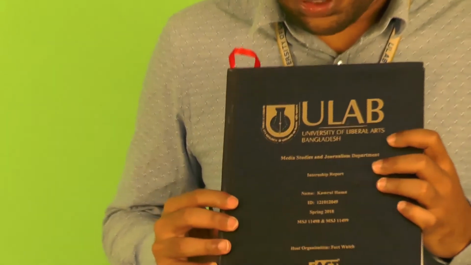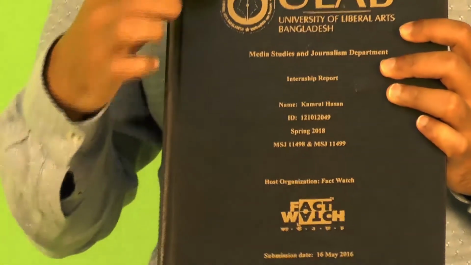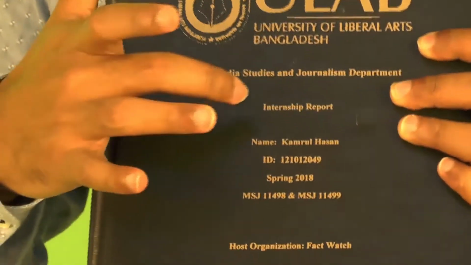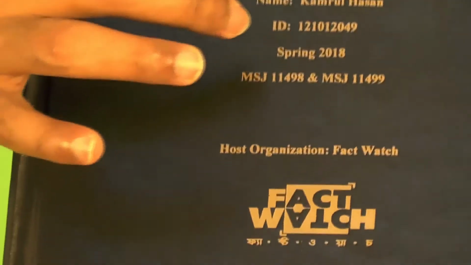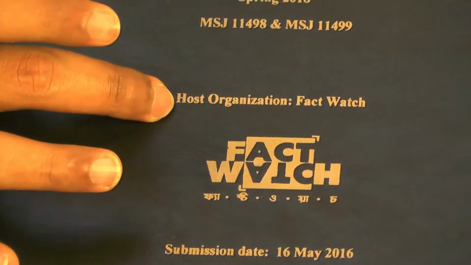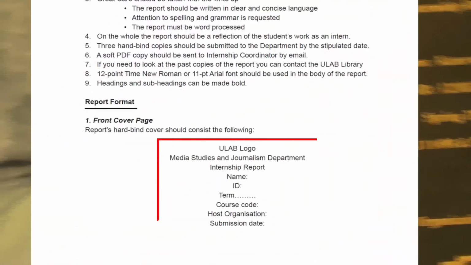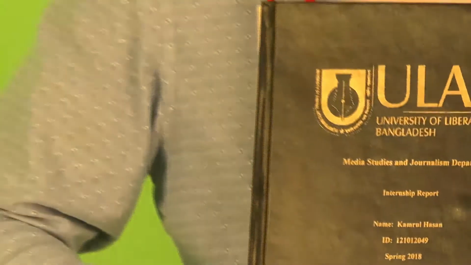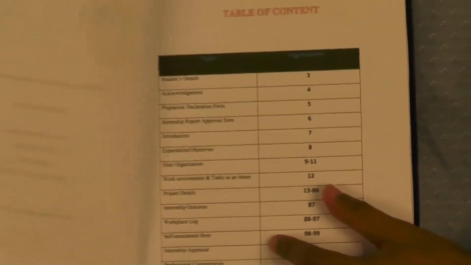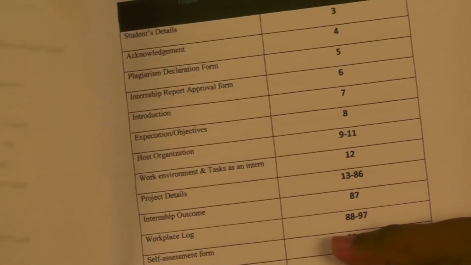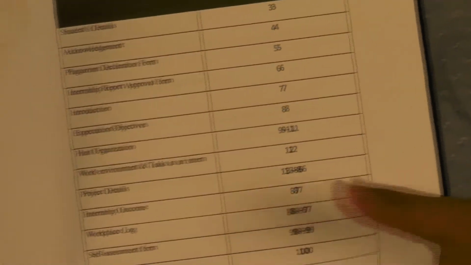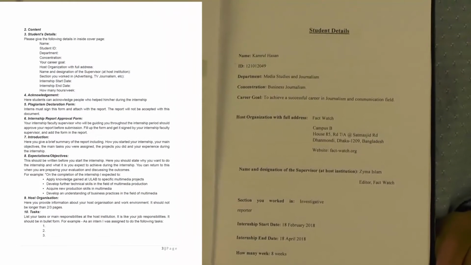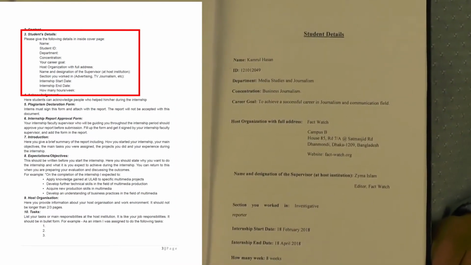Okay, so as you can see, the first thing that you can see is that the report should be hardbound and it should have a particular number of things on the cover. The ULAB logo, the Media Studies and Journalism Department, the internship report, and your name, your ID, the semester, the code, the host organization's name and logo. Alright? That's the beginning. Eventually, you will have to go inside, and up next is the content section. In it, you need to explain what comes in which page. After that, we have the student details section, where you have to answer a number of questions about student details.